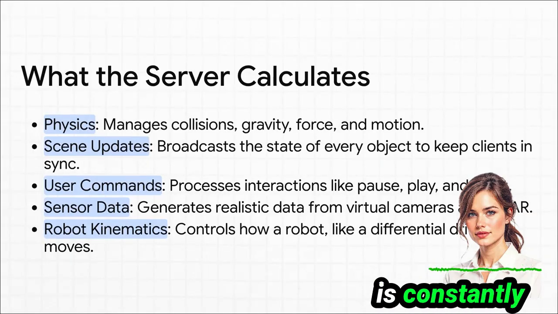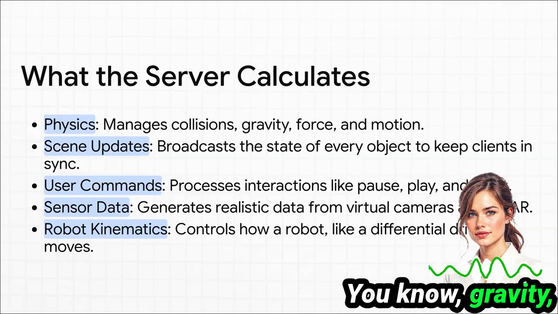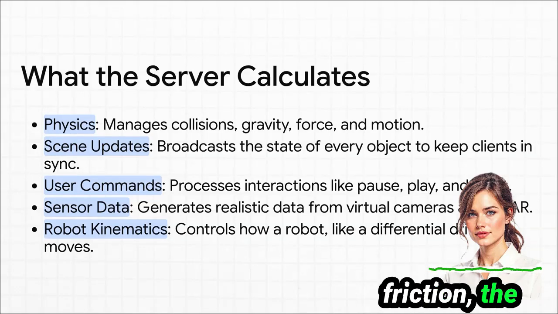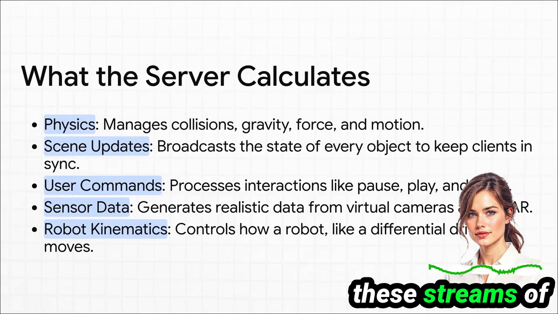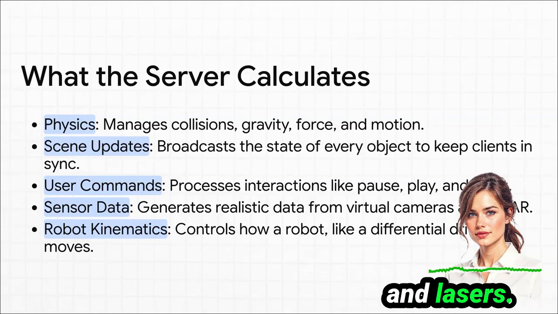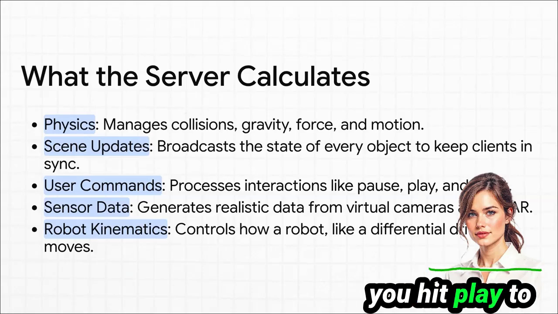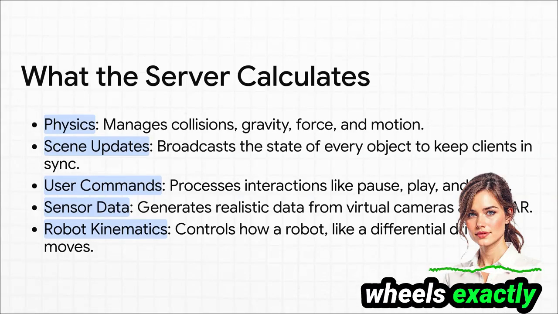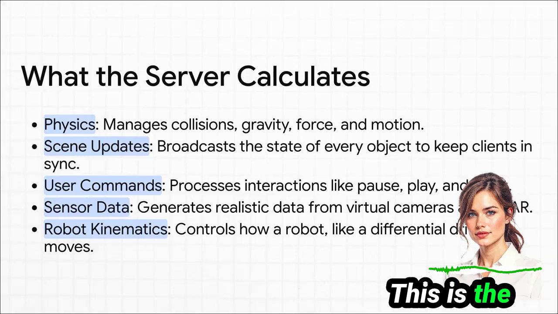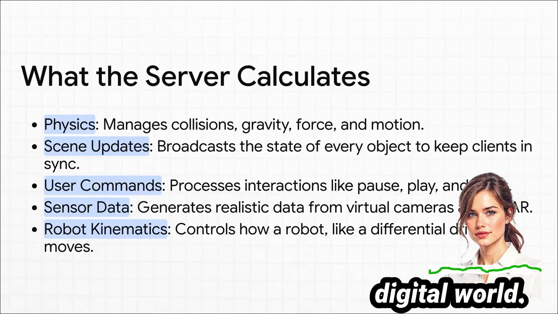The server is constantly calculating physics. Gravity, collisions, friction, the whole deal. It's generating these streams of realistic data from virtual cameras and lasers. It processes every single command, from the moment you hit play to the precise signal that tells a robot's wheels exactly how to turn. This is the absolute source of truth for the entire digital world.